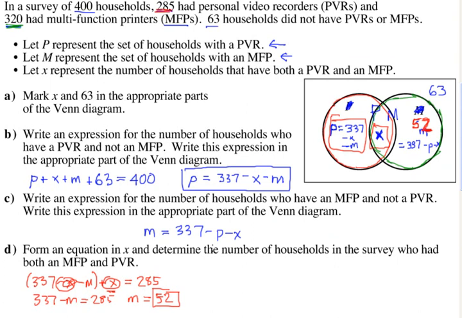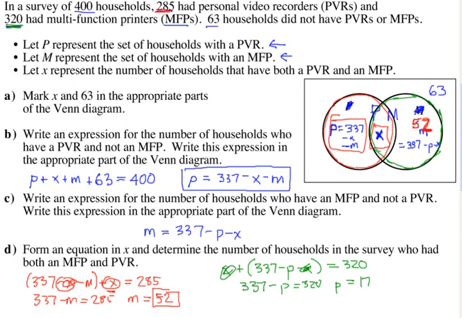For that circle, we have x from the middle bit, and then we have 337 minus p minus x, and all that has to add up to 320. The x's cancel, which is great. 337 minus p equals 320. Little p must be just 17.